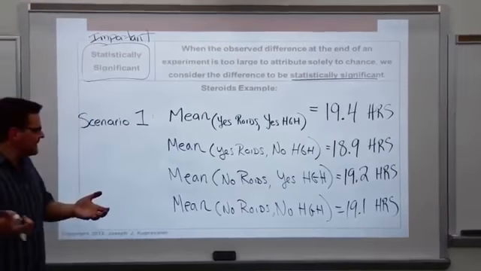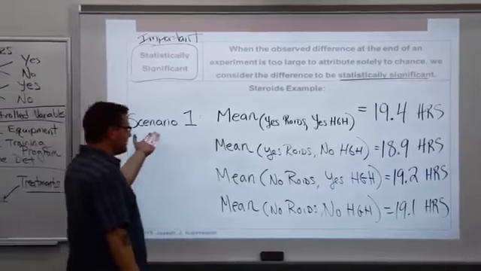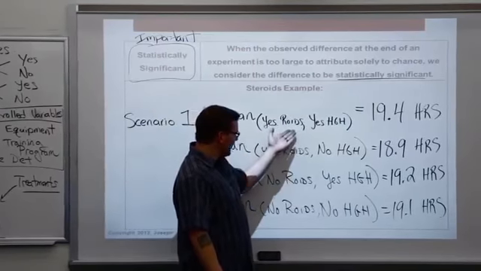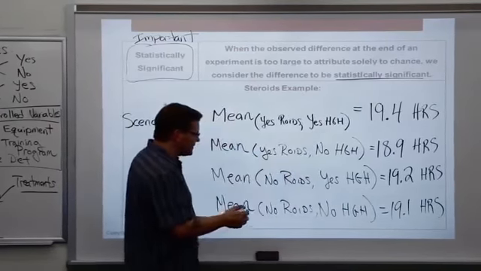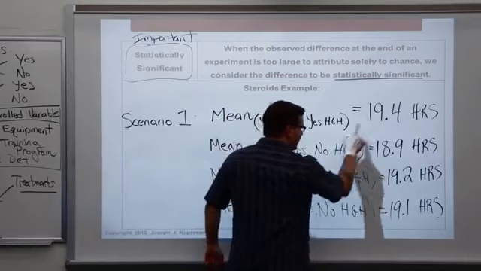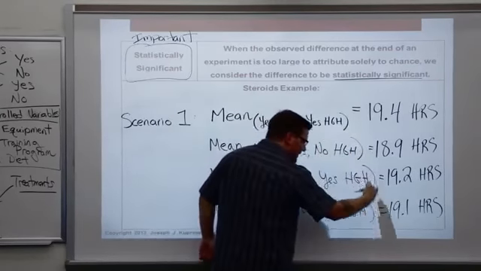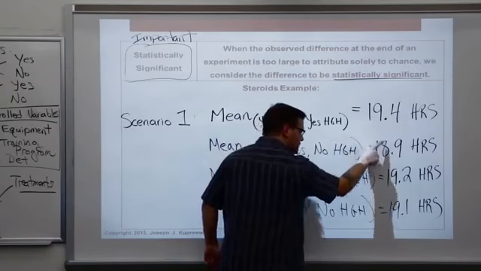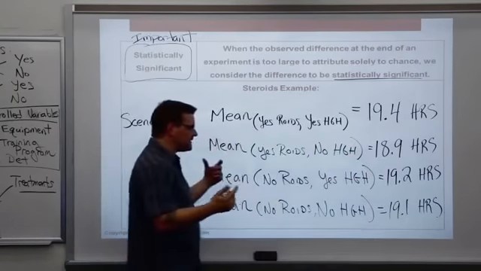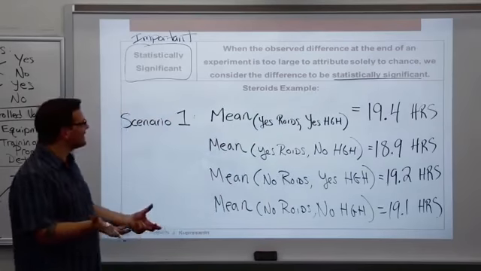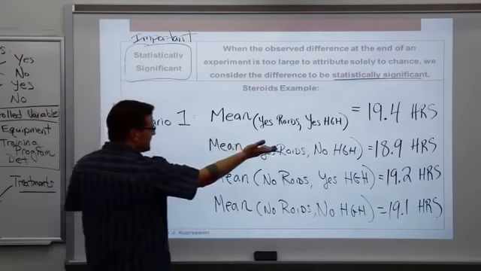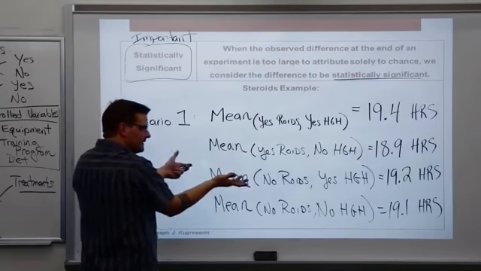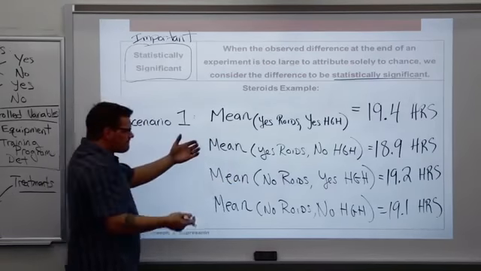Which group did the best? Well, the highest number of home runs was the mean here. We had yes to roids, yes to HGH. So 19.4. Common sense, but bringing it back statistically as well. Do these differences seem to be statistically significant? Do those differences seem to be too large to attribute to chance? The answer is no, right?